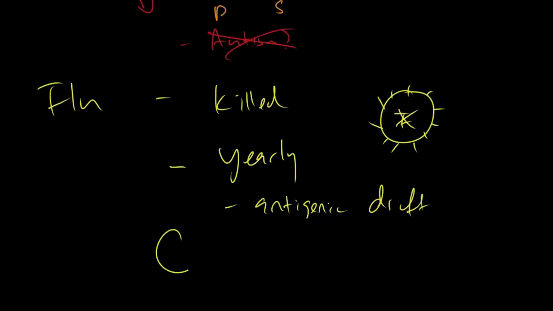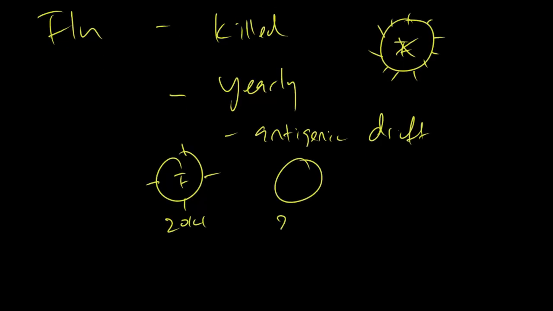And to illustrate this, let's say you've got the flu, and this is the 2014 flu, and this is the 2015 flu. And the 2014 flu has 4 lines coming off it, and the 2015 flu has 5 lines coming off it. Now, because the surface has slightly changed, the antibody that could bind to the 2014 flu is not actually able to bind to the 2015 flu. So that's why you need to get the flu vaccine every year.